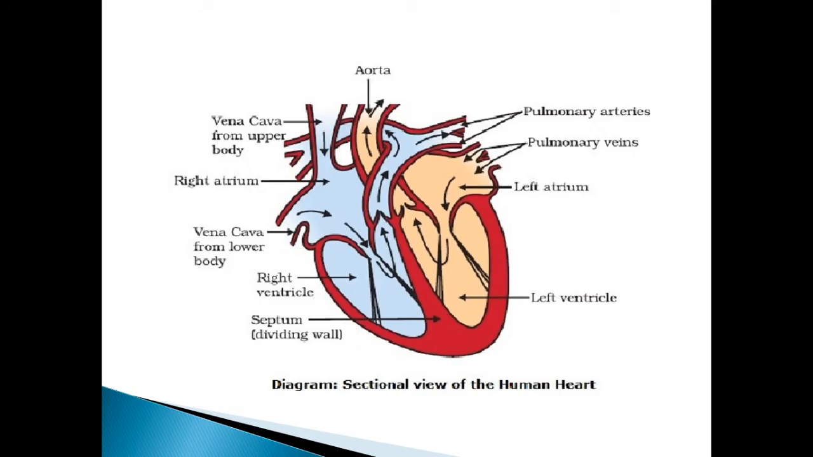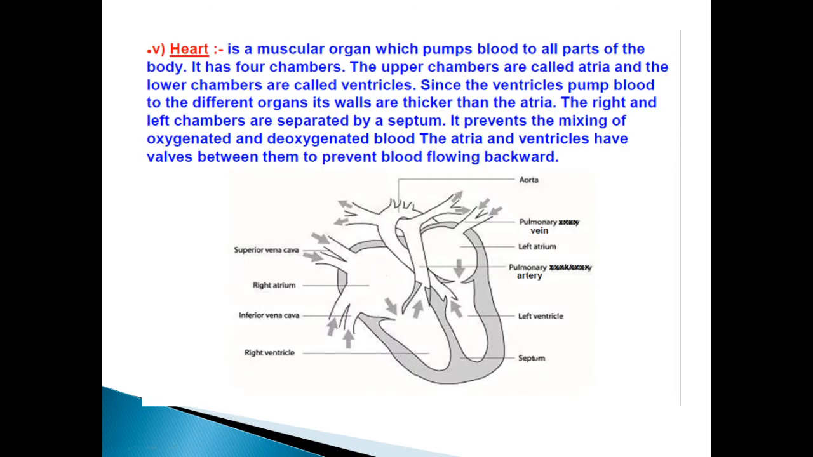Now, heart. This is the internal structure of the heart. The heart is a muscular organ which pumps blood to all parts of the body. It has four chambers. The upper two chambers are called atria, and the lower two chambers are called ventricles. Since the ventricles pump blood to different organs, their walls are thicker than atria. These ventricle walls are thicker than atria.